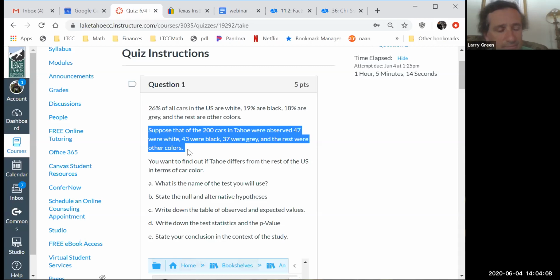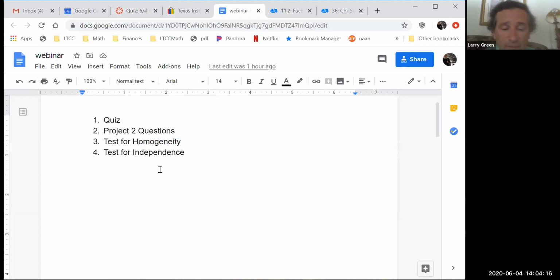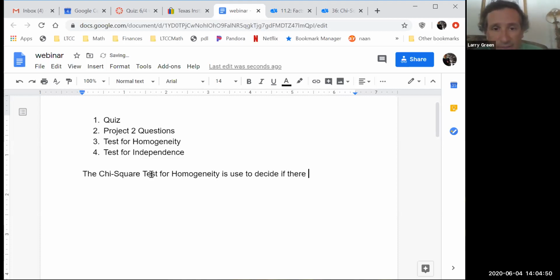So the test we're going to use for that is called the test for homogeneity. Let me write that out a bit. It's often called the chi-squared test. We're in the chi-squared chapter, by the way. The chi-squared test for homogeneity is used to decide if there is a difference between two unknown distributions.